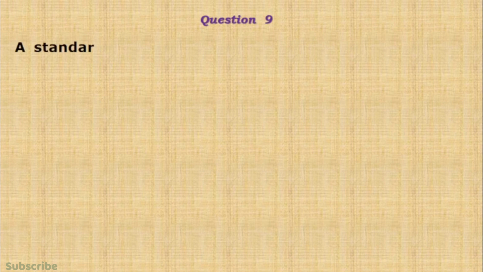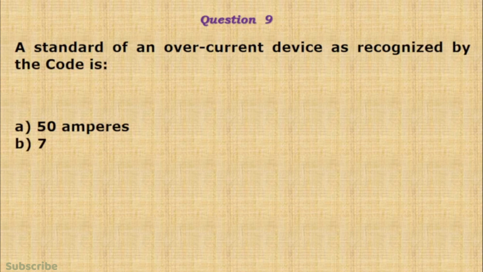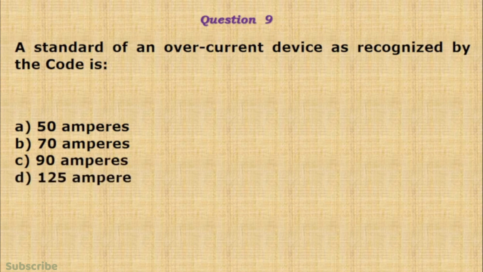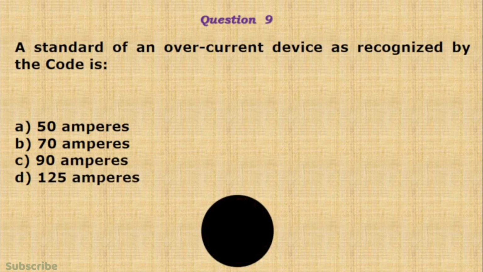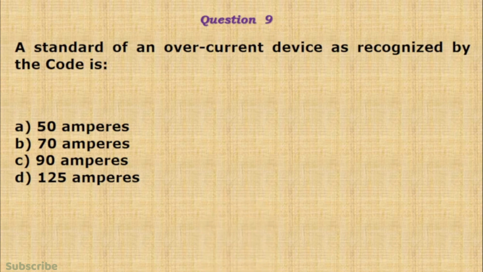Question number 9. A standard rating of an overcurrent device as recognized by the code is A. 50 amperes, B. 70 amperes, C. 90 amperes, D. 125 amperes. The correct answer is letter D, 125 amperes.